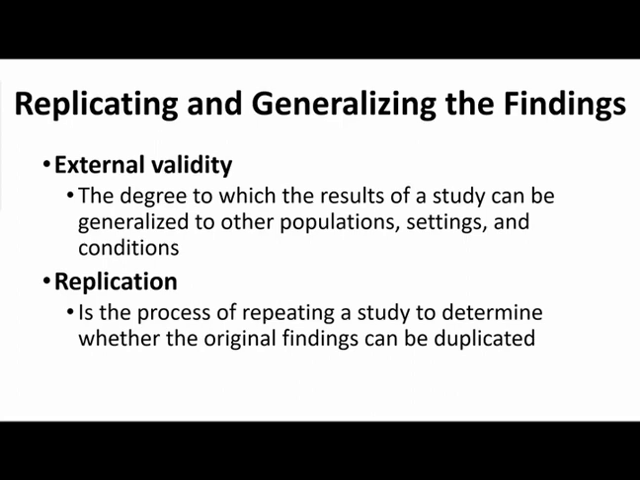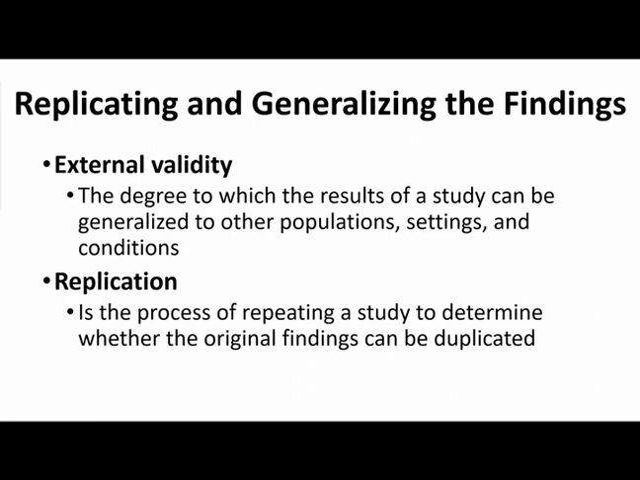So if you studied undergraduate students at the University of Alberta and got a particular result, would that then also apply to undergraduate students at MacEwan University? How about to university students in another country? How about people who aren't university students? If you have high external validity, then you would be able to generalize to other populations, other countries, other situations.